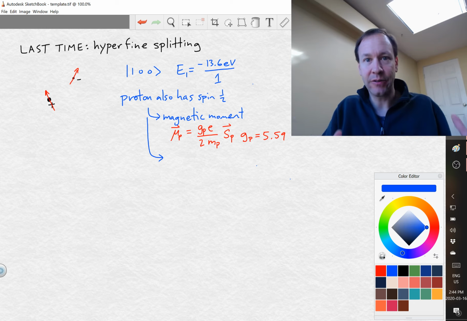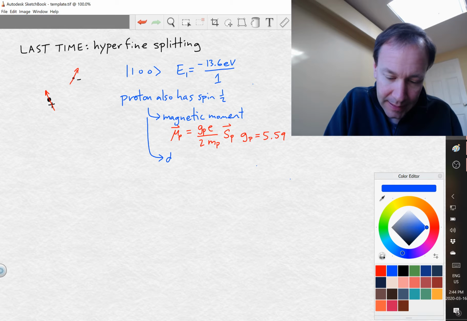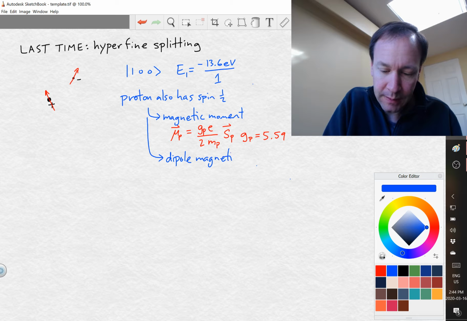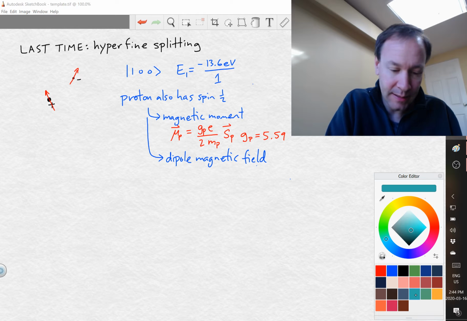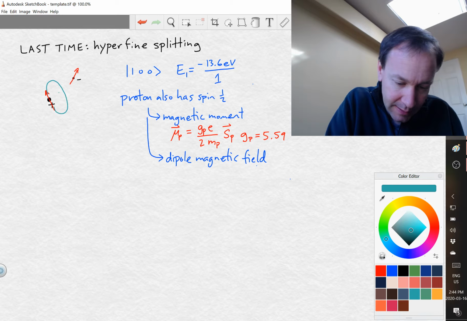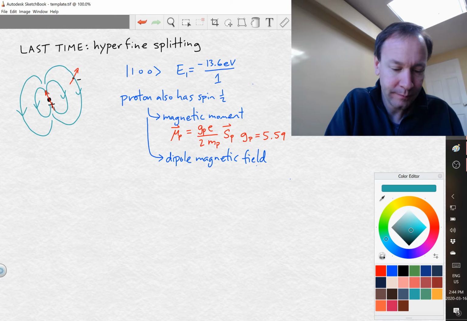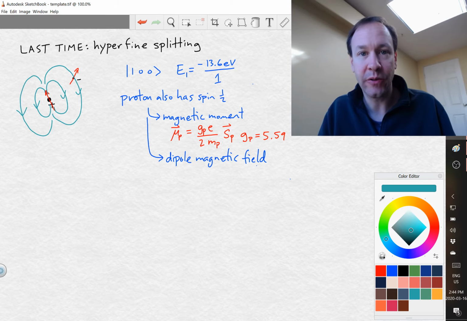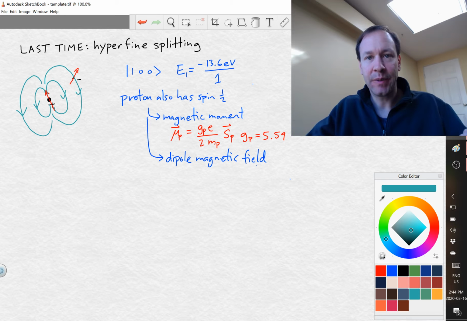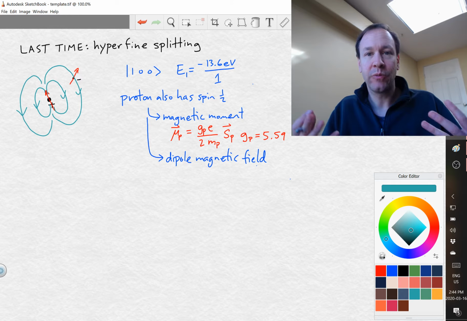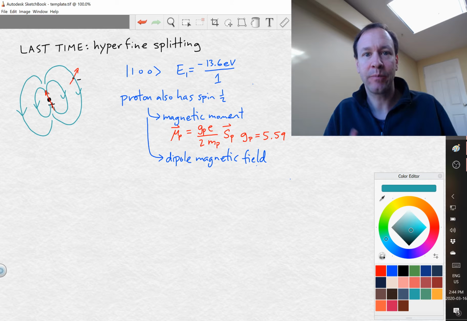And so importantly for us, because the proton has a magnetic moment, it's like a little magnet, and so it has a dipole magnetic field. And so we can draw that. So that looks like this. Your standard kind of dipole field there. And so what's going to happen is that the electron, because it has a magnetic moment and acts like a little magnet, will want to align with that proton magnetic field.